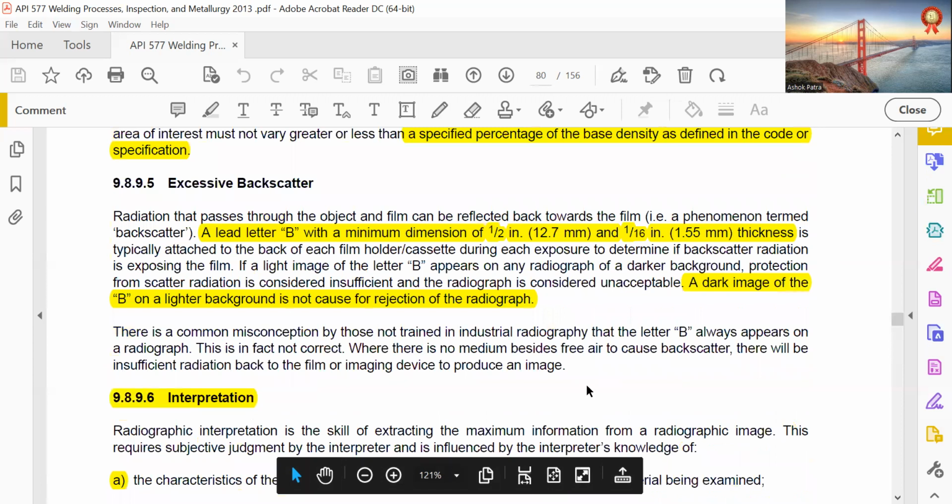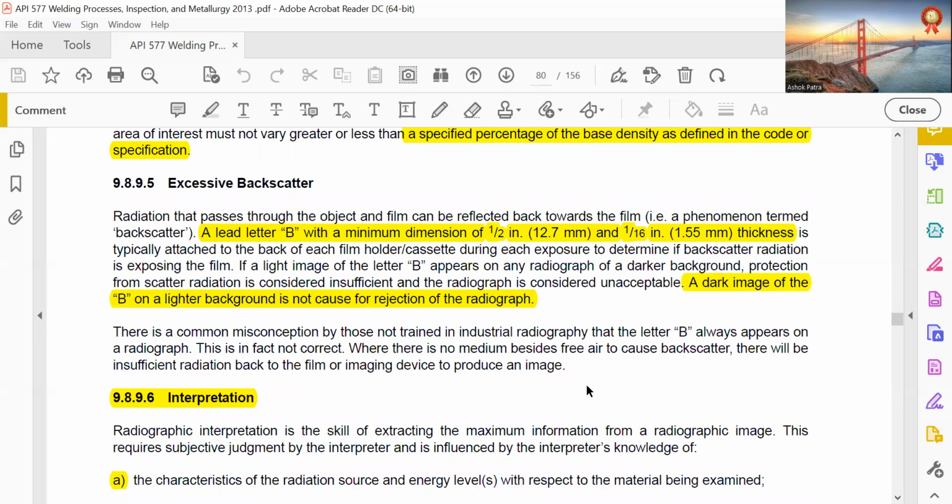Excessive backscatter. A lead letter B with a minimum dimension of half inch, 12.7 mm, and 1/16 inch, 1.5 mm thickness is used. A dark image of the B on a lighter background is not cause for rejection. Radiograph interpretation.